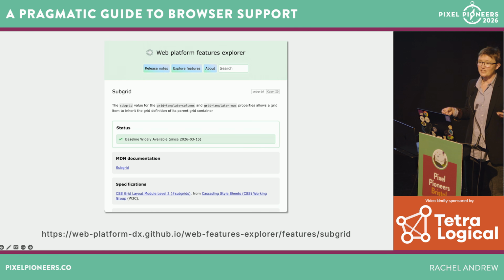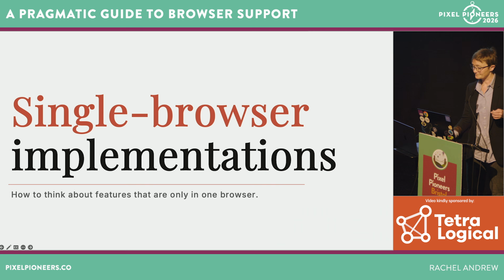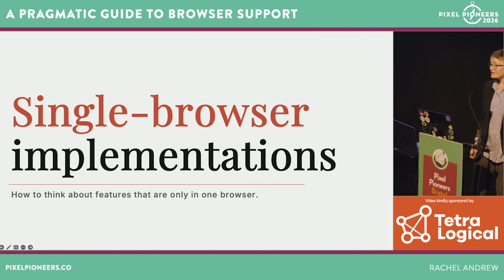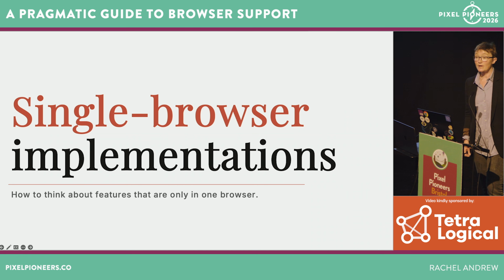But what about everything else? What about the things that we class as limited availability? So they're available in some of the browsers, but not all. So I think single browser implementations are the trickiest. These are the other end of the spectrum. This is where only one browser has implemented the thing. Now, the obvious issue is that far fewer people are going to have that thing than something that's newly available because it's only in one browser.